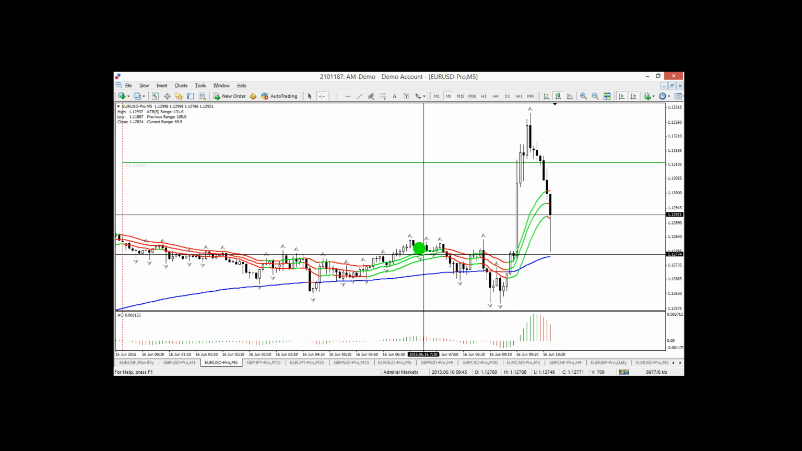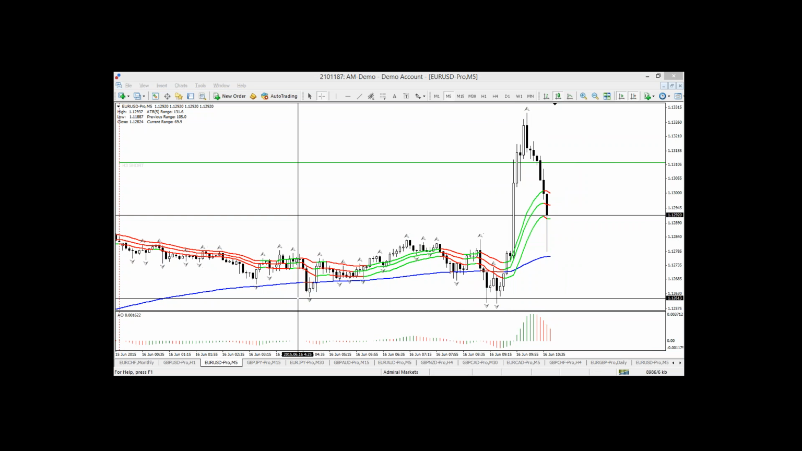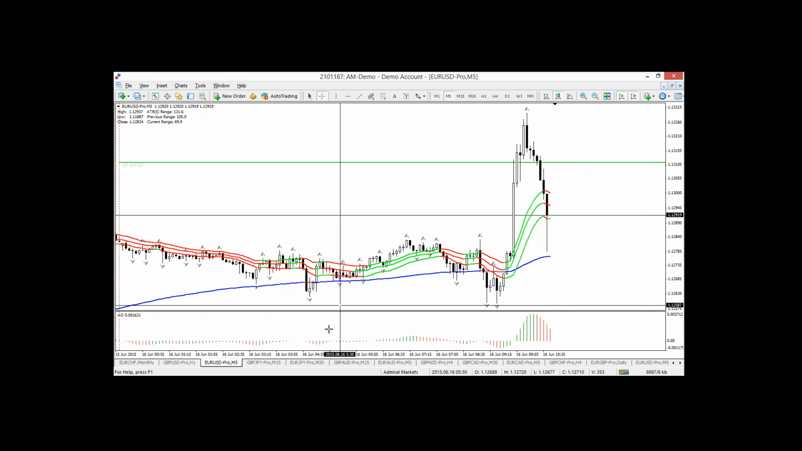For instance, here we have a top. We got 1, 2, 3, 4, 5 candles not breaking this top. We get downside. Here we have a bottom. 1, 2, 3, 4, 5 not breaking the bottom. We get some upside. Just to give you an idea what I mean with that.